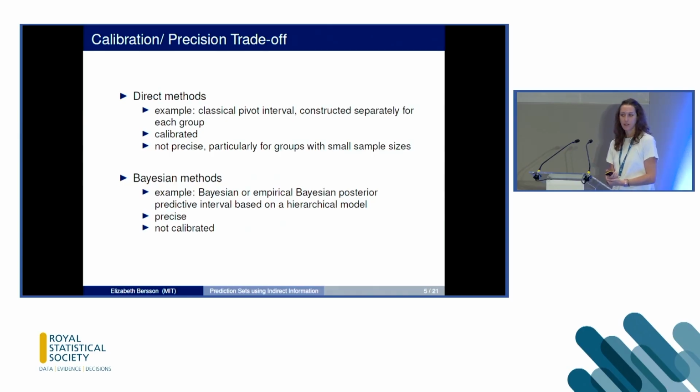Alternatively, you could use a Bayesian method, maybe constructing a prediction set or region based on a posterior predictive distribution from a hierarchical model. This can result in more precise prediction sets than a direct method, but they will not necessarily be calibrated or have the specified frequentist coverage rate.